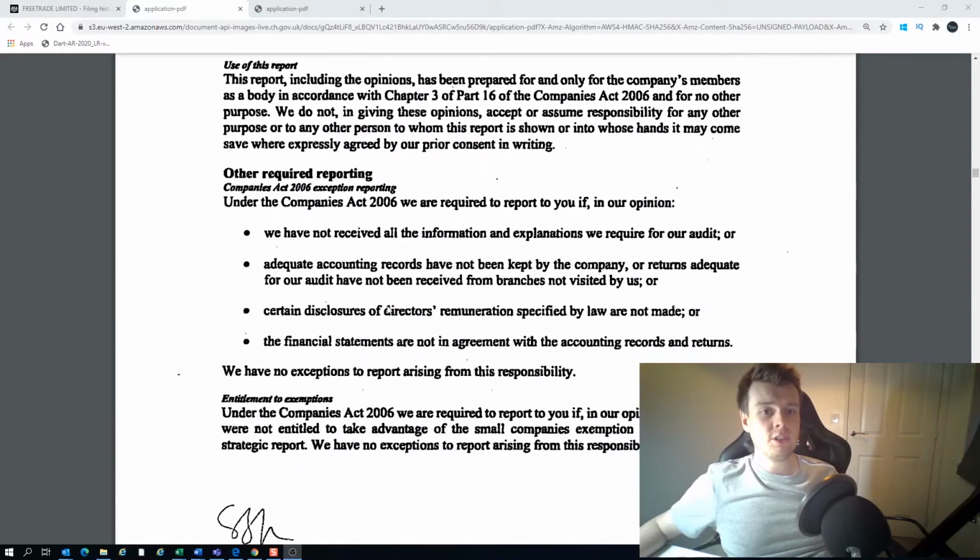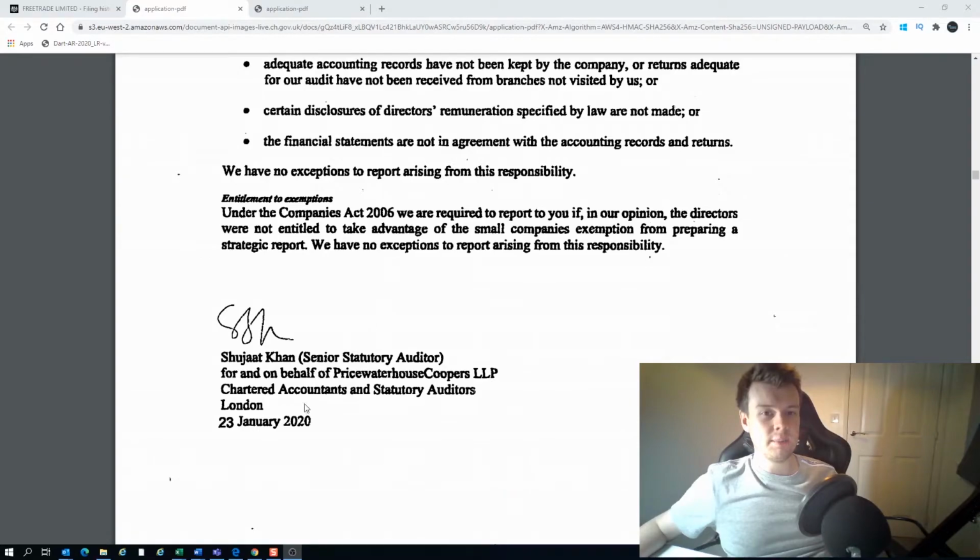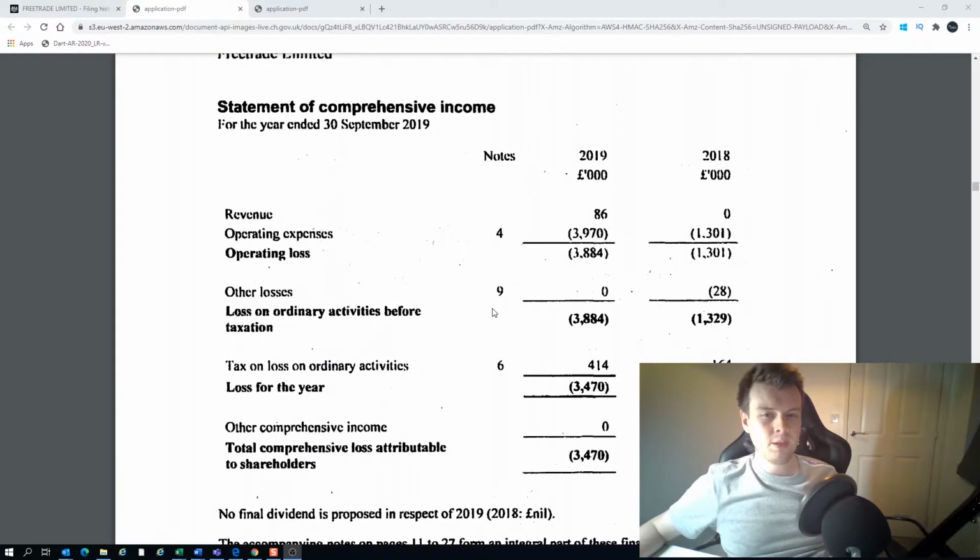Other than that, there's lots of wording in here that doesn't necessarily mean much, apart from the fact that it's been signed off by a third-party independent auditor, which in this case is PwC. We then have the income statement, which is effectively all of the activity that's happened in this year and whether this entity made a profit or a loss.